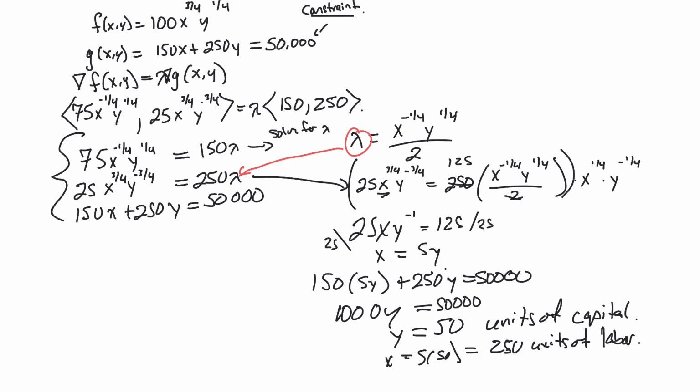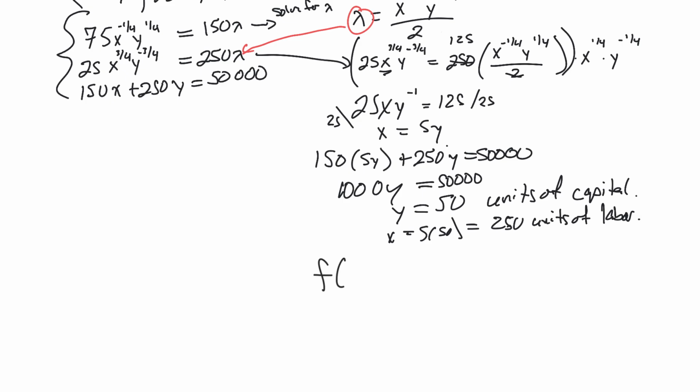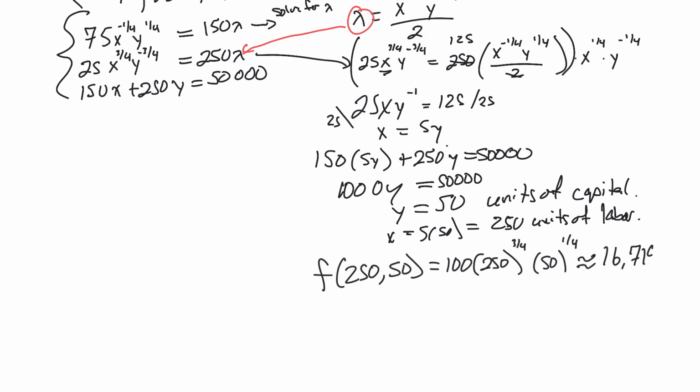So the production level that's maximized is going to be 100 times 250 to the 3/4, and then 50 to the 1/4, which is about 16,719 units of production. So that is our optimization under that constraint.